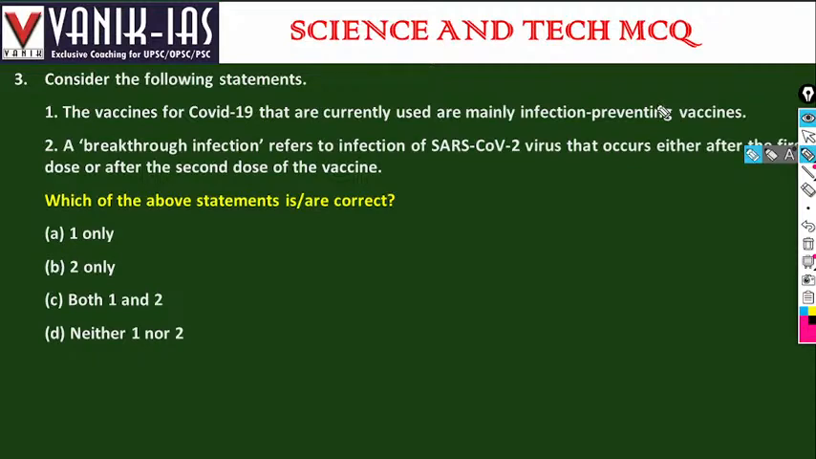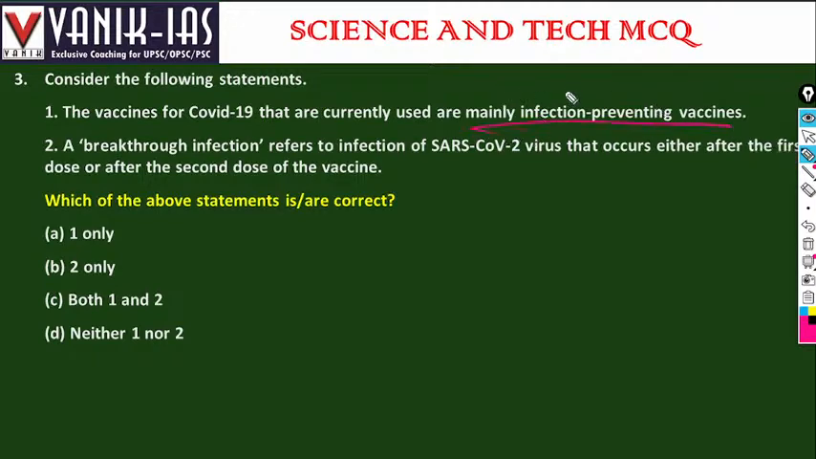Consider the following statement. The vaccines for COVID-19 currently used are mainly infection preventing vaccines. The breakthrough infection refers to infection of SARS-CoV-2 virus that occurs even after the first dose and or after the second dose of the vaccine. So why do we use vaccines? No, that will not prevent infection.